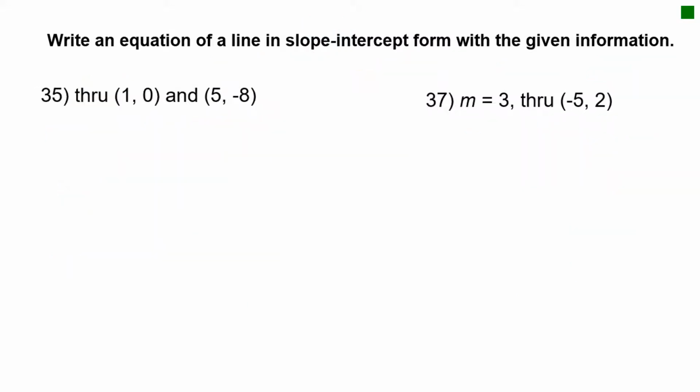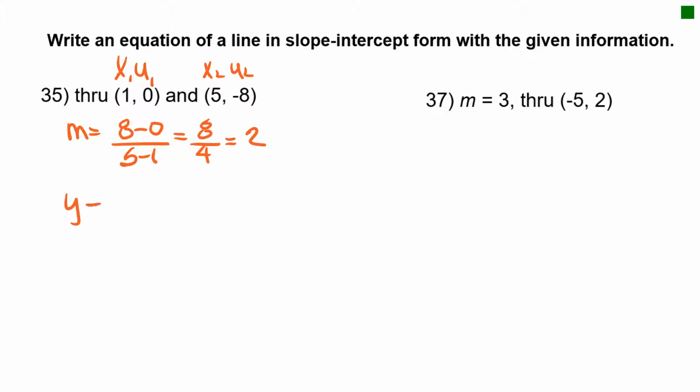Write an equation in slope-intercept. Oh, it's the same stuff. Okay, so x1, y1, x2, y2. Got to find the slope. So y2 minus y1 over x2 minus x1. 8 over 4 is equal to 2.